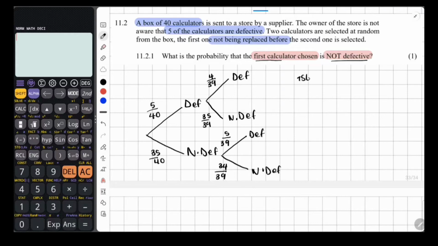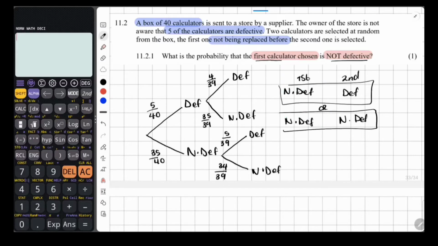So if we're looking at the first pick and the second pick, the first calculator and second calculator that's been picked, we just want this one to be not defective. The second one can be anything. The second one can either be defective or it could be the case that it was not defective, as long as the first one chosen is not defective. So these are the two cases you need to look at. It's not just one case. It doesn't matter what the second one is. So this is what we're going to be looking at.